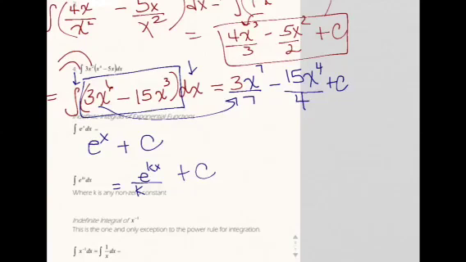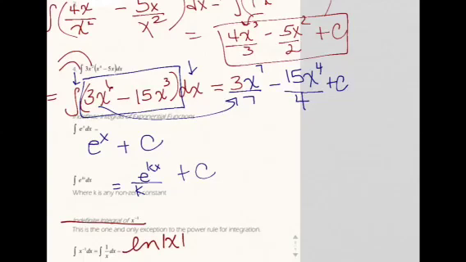So the next one is actually the indefinite integral of x to the negative 1, or 1 over x. So think about that. What function has 1 over x as its derivative? I don't want to give the answer too soon. I want you to really think about it. The answer is the natural log of x.